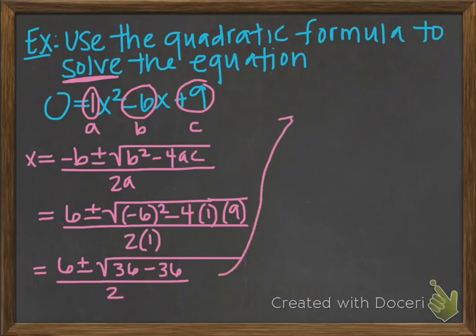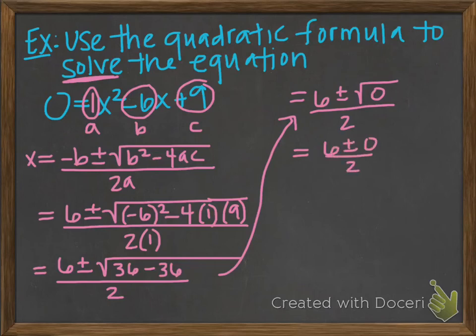All right, let's keep simplifying. 36 minus 36 is 0. So we've got 6 plus or minus the square root of 0 over 2. Now the square root of 0 is 0. So this is basically 6 plus or minus 0 over 2.